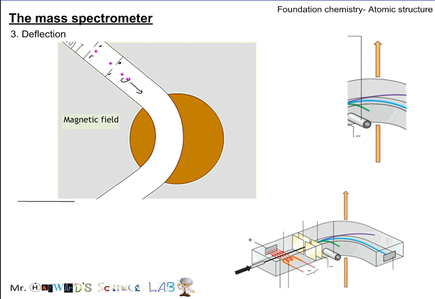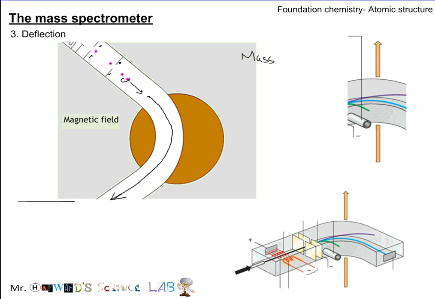Now, the extent of the deflection is dependent on a few variables. Firstly, what we want it to do is deflect in a perfect arc down this way towards the detector. Now, there are some things we have to consider. The first thing is the mass of the atom. The heavier the atom, or heavier the ion, sorry, the less it will be deflected.